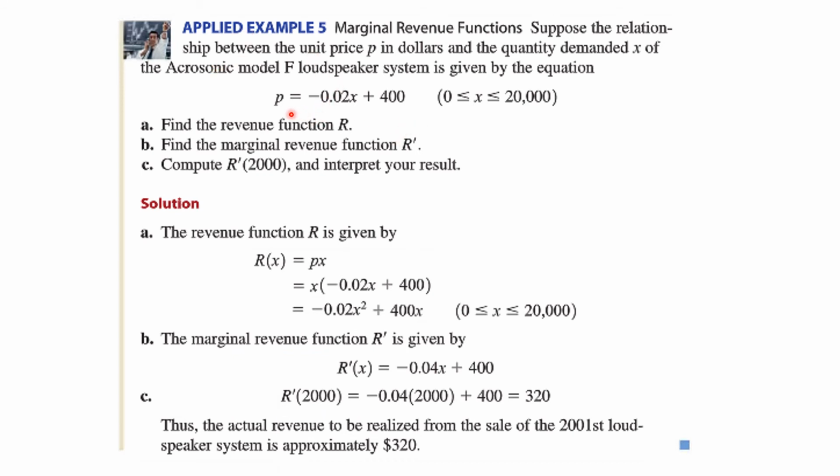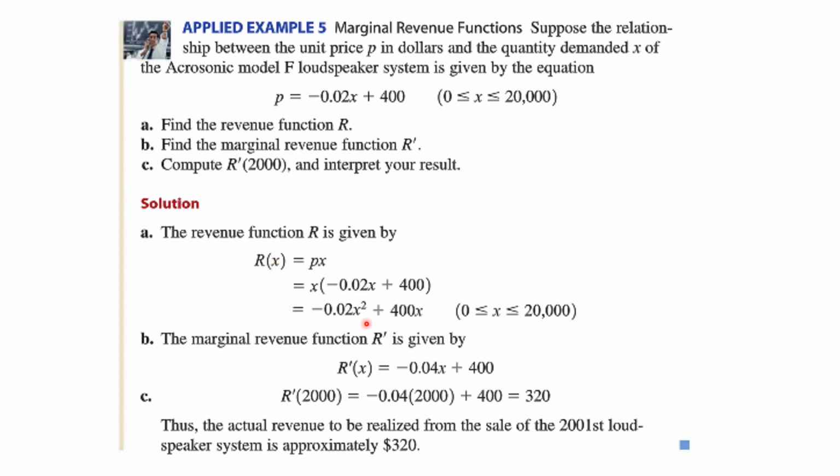Here you have the demand function as P is equal to minus 0.2x plus 400, where x is between 0 and 20,000. So you define the revenue function, the marginal revenue function, and compute R prime at 2,000 and interpret your results. So the revenue function is always going to be P times x. But this is the x. And here is the P, because P was equal to this. So we distribute and we get this, and that is our revenue function.